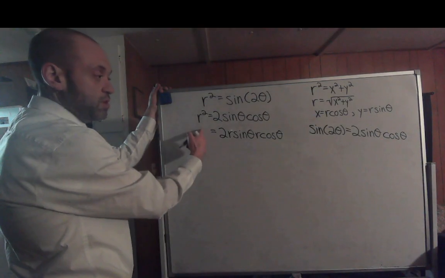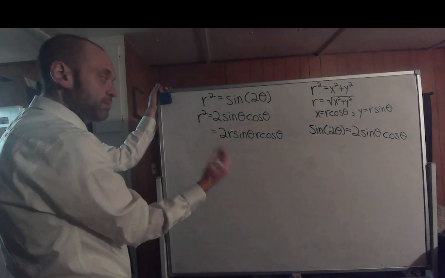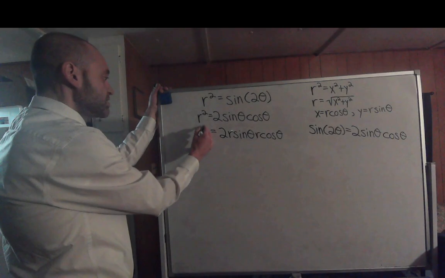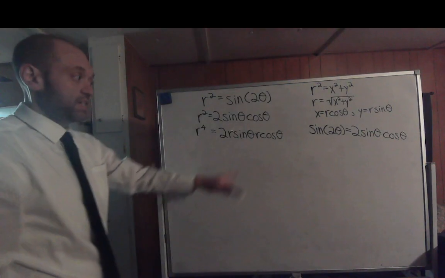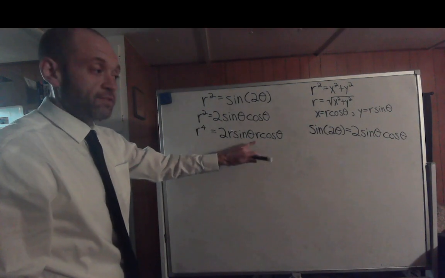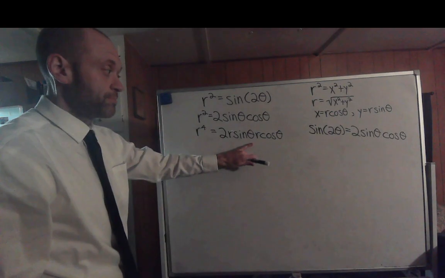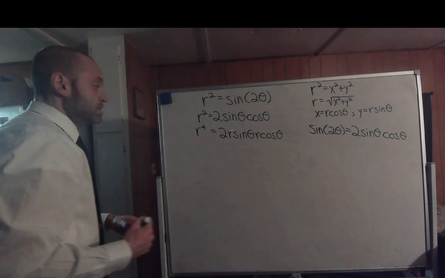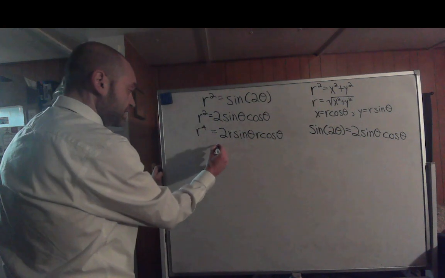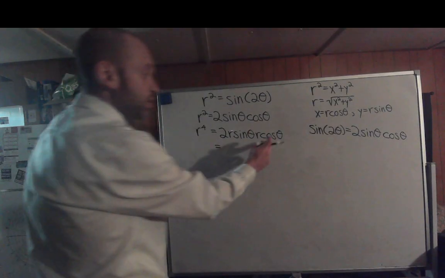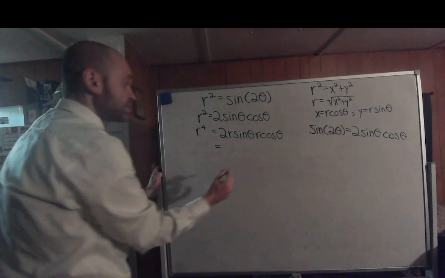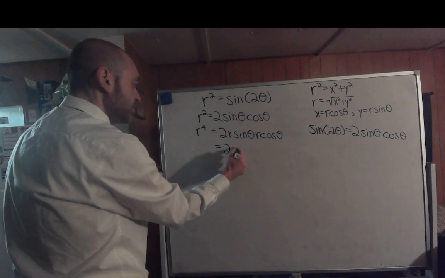Which means since we multiplied by r squared on the right, we've got to do it on the left. You would have r to the 4th power on the left. But the good news is, on the right-hand side, we have a form we can work with. On the right-hand side, our sine of theta is y, our cosine of theta is x, so this would really just turn into 2xy.